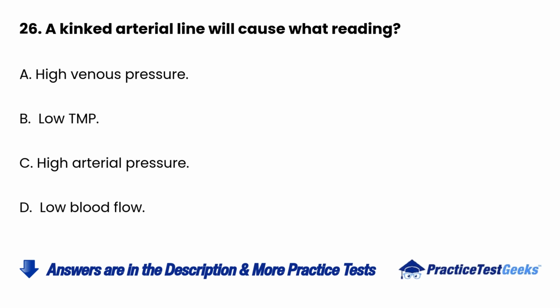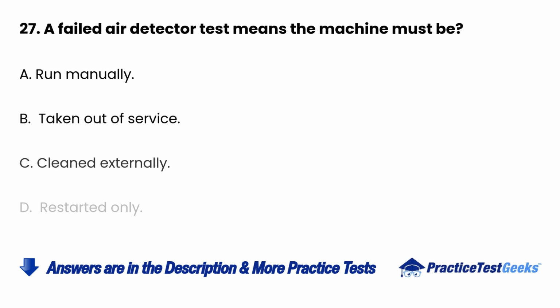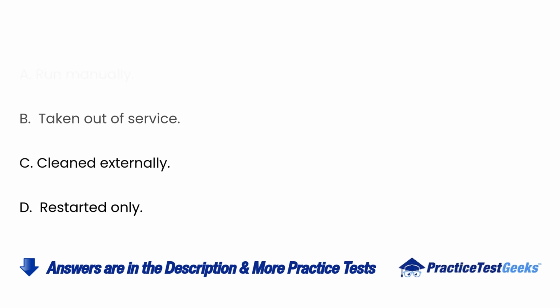26. A kinked arterial line will cause what reading? A. High venous pressure. B. Low TMP. C. High arterial pressure. D. Low blood flow. 27. A failed air detector test means the machine must be? A. Run manually. B. Taken out of service. C. Cleaned externally. D. Restarted only.